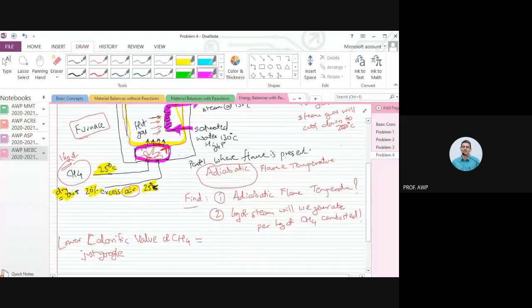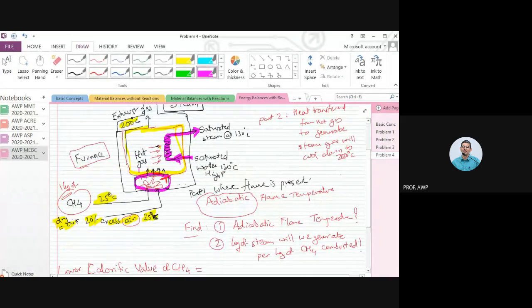And then do the second part, that hot gas at the adiabatic flame temperature is getting cooled. Let's call this T_AD, T adiabatic. That's what I wanted to find out. Now the gas is going to get cooled from the adiabatic flame temperature to 200 degrees centigrade, and that is going to give heat, converting water into steam. Saturated water at 130 degrees centigrade is converting to saturated steam at 130 degrees centigrade. All right. Can you find out?